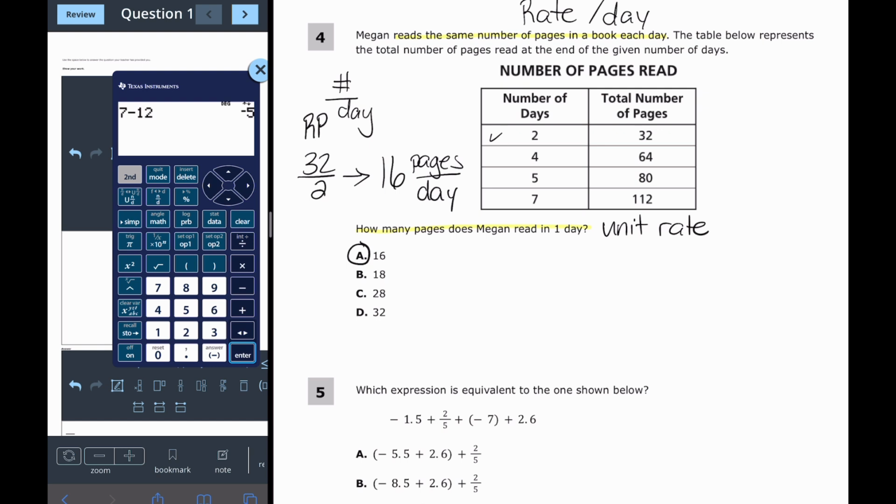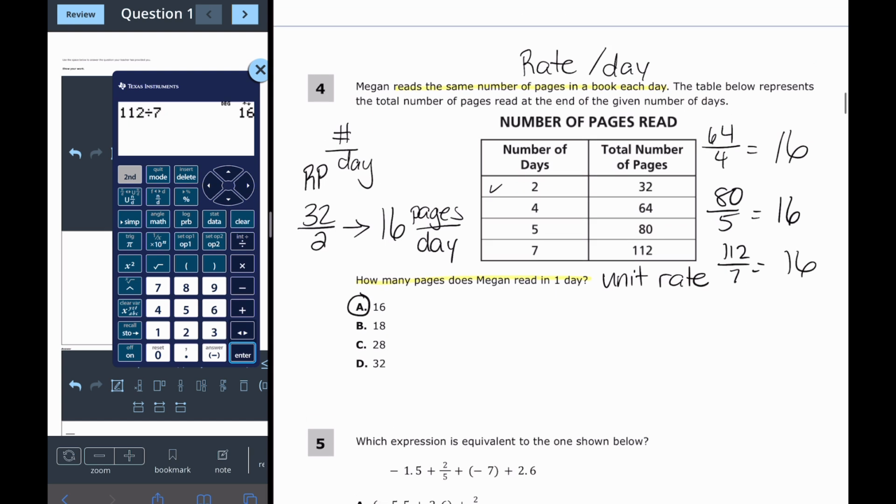So let's try it. 64 pages over 4 days is equal to, I'll use my calculator, 64 divided by 4 is 16 pages per day. I'll do the same thing with 80 divided by 5. I know for sure that one is 16. And the last one, 112 divided by 7, 16. So this is a constant rate of 16. All right, so hit pause and jot this one down into your notes.